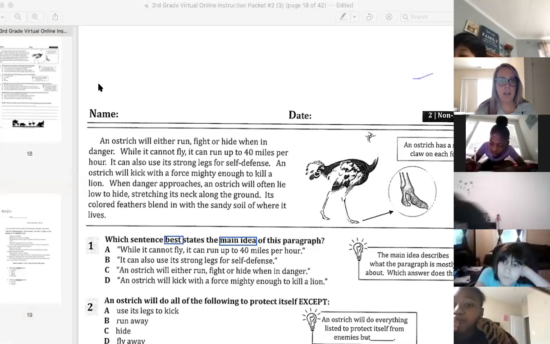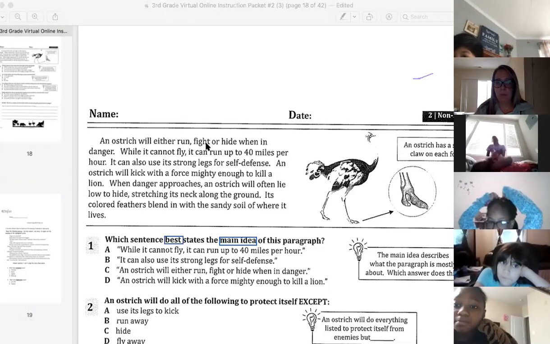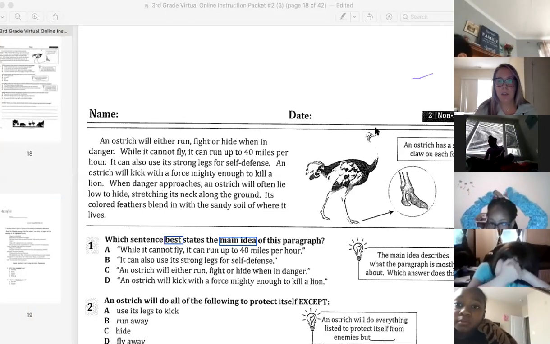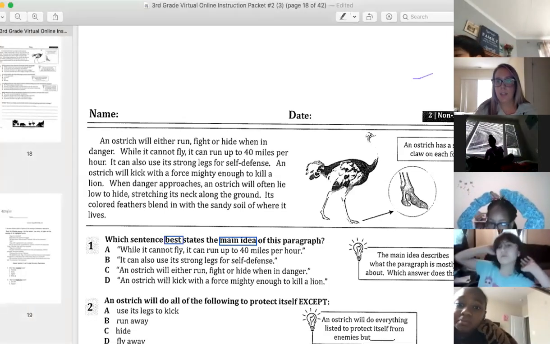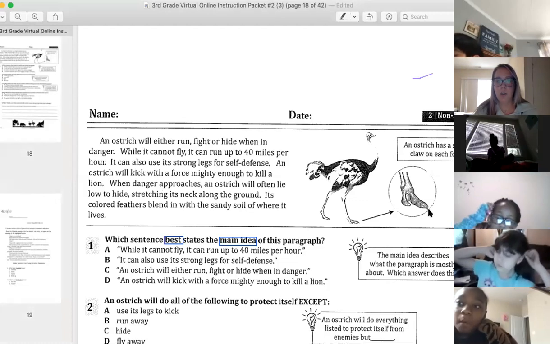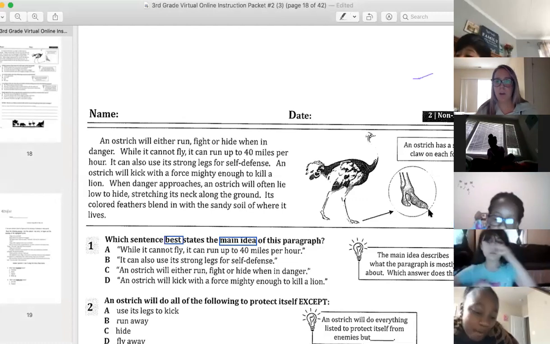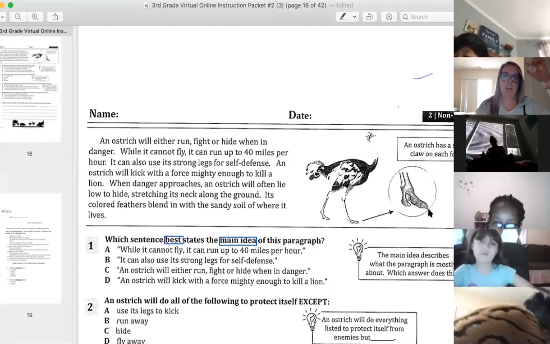So again, sorry, I was letting someone in. I'm going to read the passage, and I'm going to underline specific things. So if I'm looking at the picture, I see it's talking about an ostrich. So I know my main idea has to do something about an ostrich, and my passage is about an ostrich.